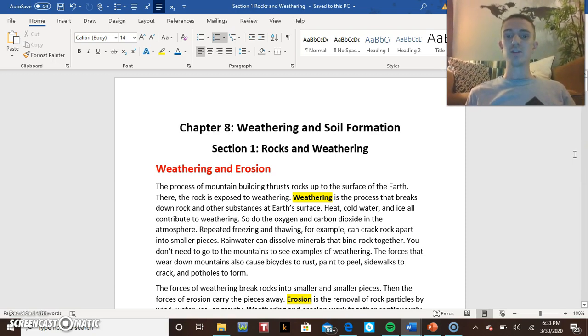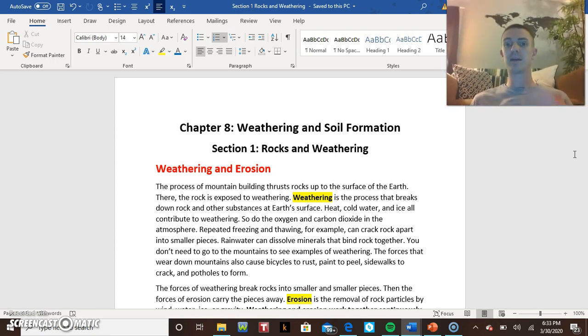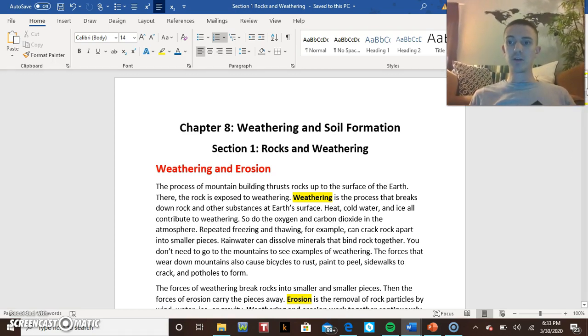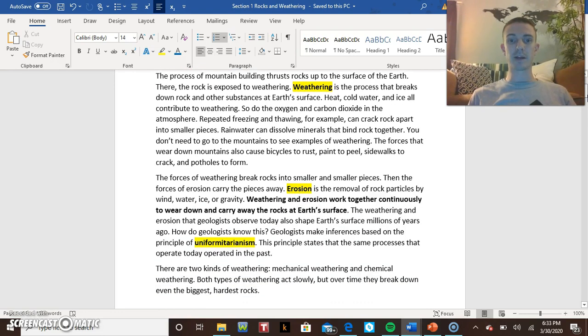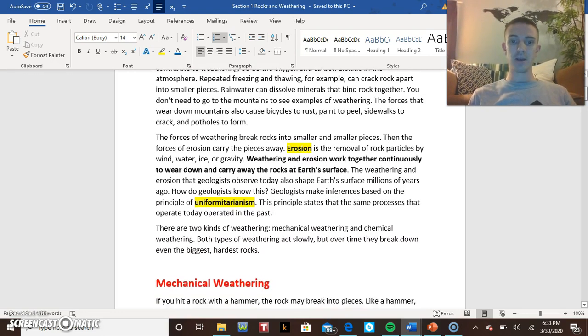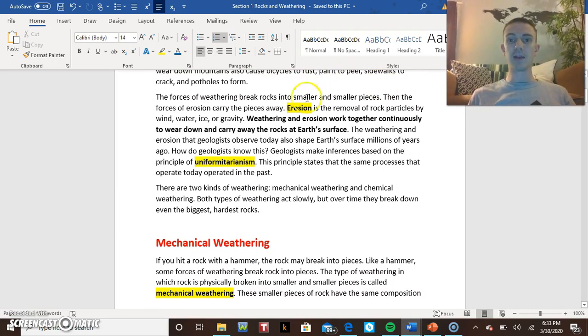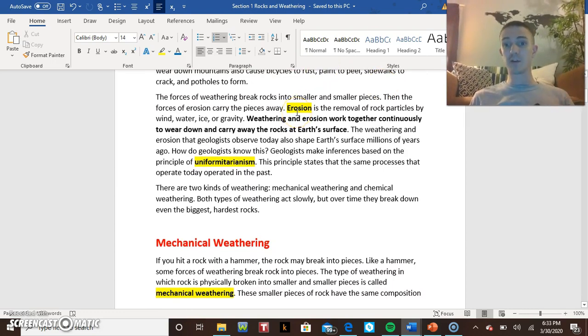So for today, what I've done is I've typed up Section 1, Rocks and Weathering, out of the textbook just to make it normal and to show you something that probably looks familiar to you. I typed up all the reading, so you're going to just look at the Section 1 reading. Where things are highlighted is where things are highlighted in your book. Where things are bolded is where things are bolded in your book.